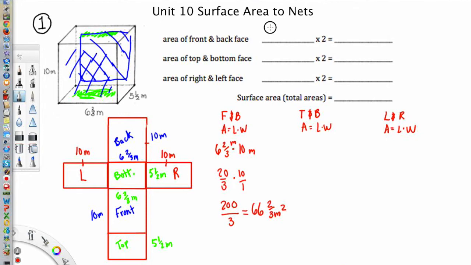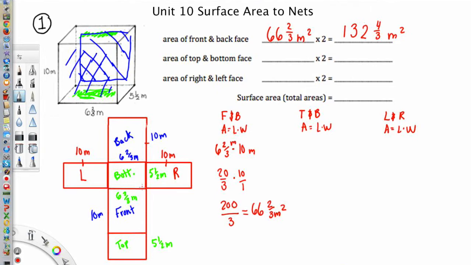So I'll have the front and the back are both 66 2/3 meters squared. And I have a front and back, so I have to double that, and after I double it, I'll have 132 4/3 meters squared. I know this is an improper fraction. I'll clean it up later when I'm done totaling everything. Let's move on to the top and the bottom.